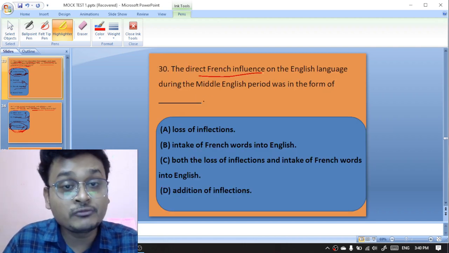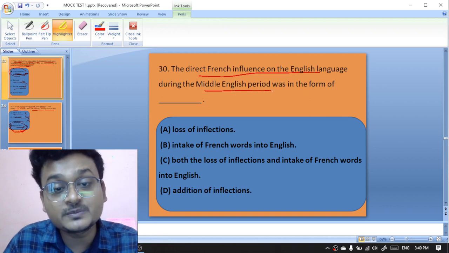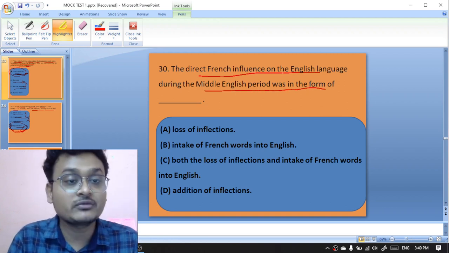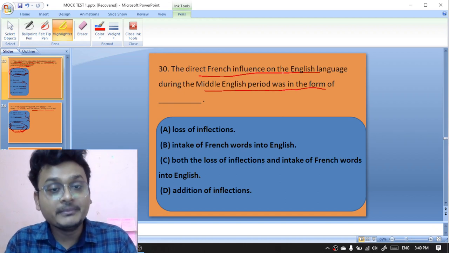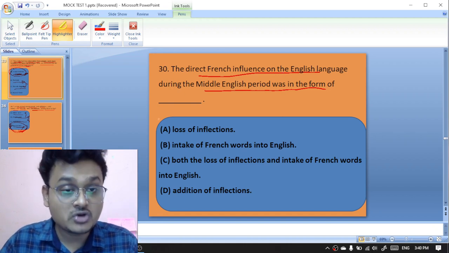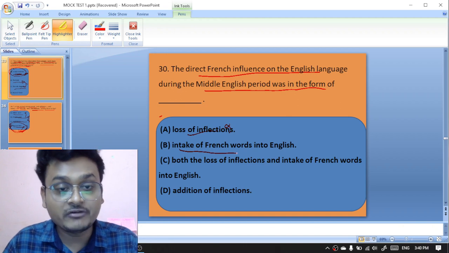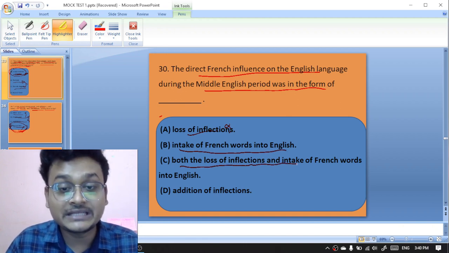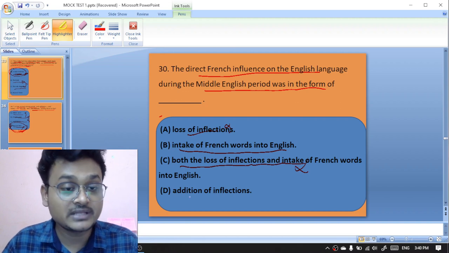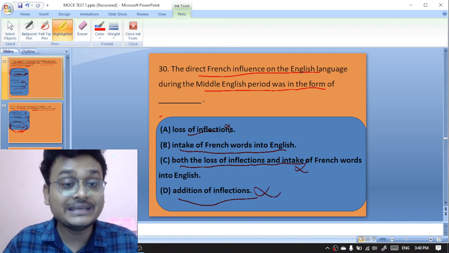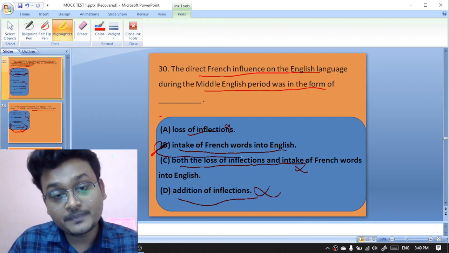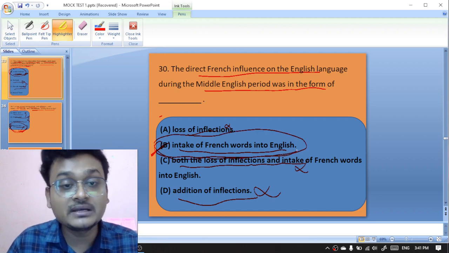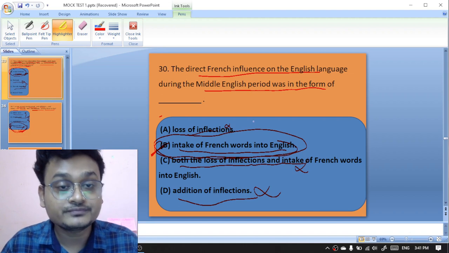The direct French influence on the English language during the Middle English period was in the form of loss of inflection, intake of French words into English, both, or addition of inflection. Loss of inflection was not there, addition of inflection, no. So here it is the intake of French words. They were taking French words into English. This is the right option.